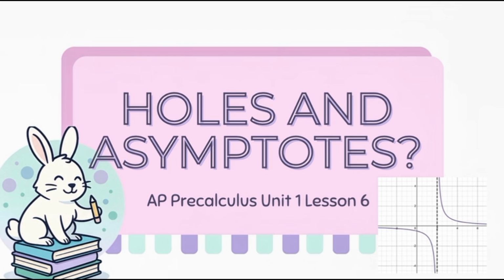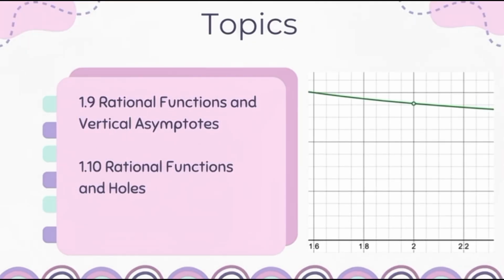Today we're talking about vertical asymptotes and holes, which are spots where the function is discontinuous. We'll learn how to find them and what they mean for graphs. Let's hop in. The topics we'll be talking about today are 1.9, rational functions and vertical asymptotes, and 1.10, rational functions and holes.